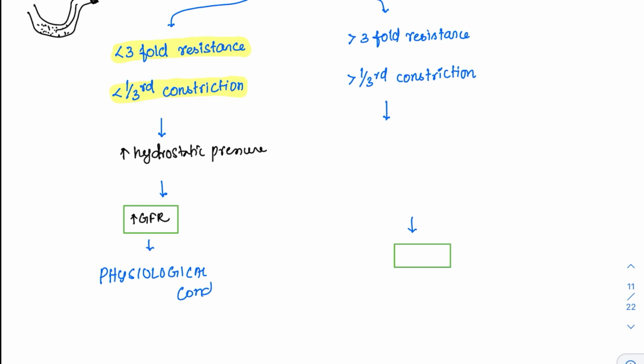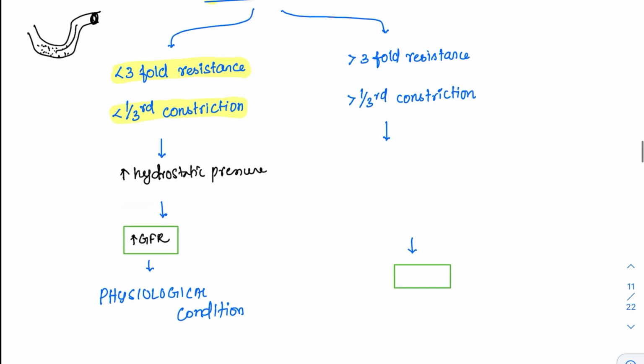So for example, if the body wants to increase the GFR by itself, it constricts the efferent arteriole very little, not very much. If it does very much, it means that it is a disease, and we'll see what happens when the artery is constricted so much.